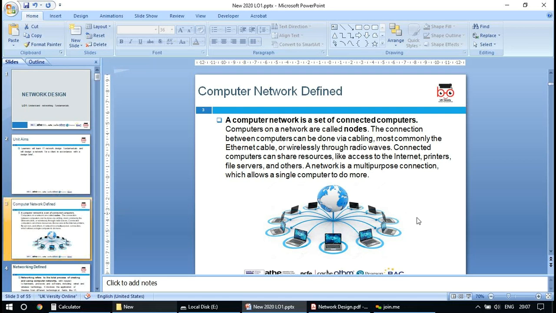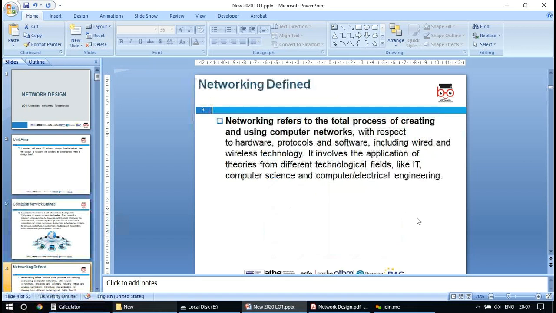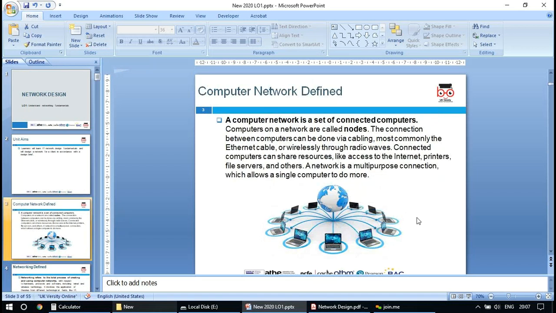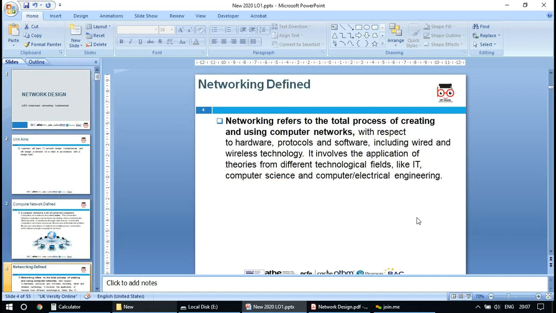So network define and networking define. A network is a set of connected computers. When you say that computers are connected, they have formed a network, and they are called the nodes. And networking is a process itself for creating, using and utilizing the computers, a total process. Sometimes we interchangeably use the words I'm working on networks or I'm working on networking, but the definitions and the terminologies are a little bit different.